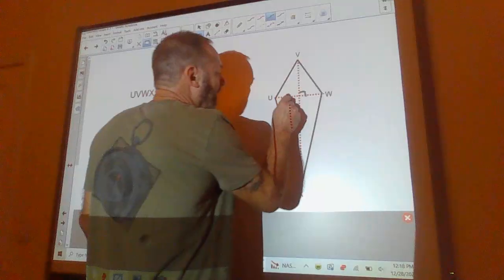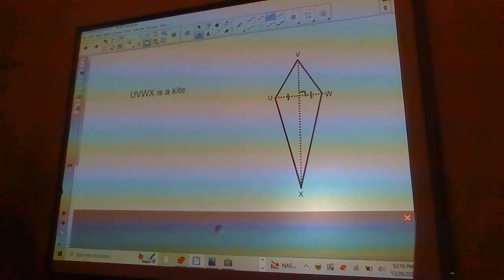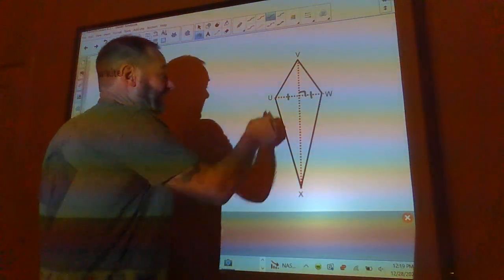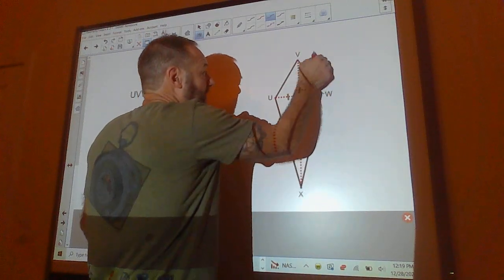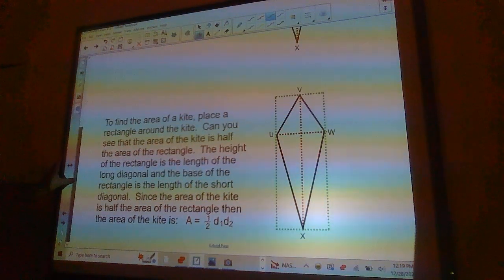Okay, and then this should be, there we go. Now it's a kite for sure. Okay, so how do you do a kite? Well, I could take this kite and I could rectangulate that. I could draw a rectangle right around this thing, just like that.